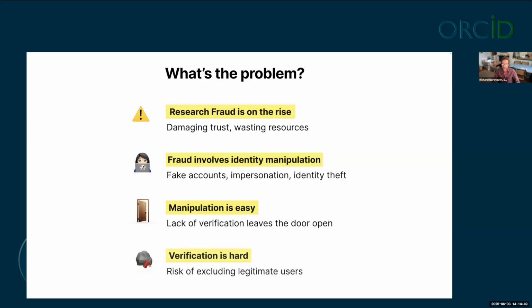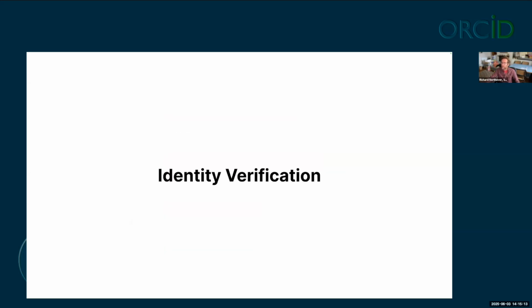And this is because verification is relatively hard. There is justified reluctance to put barriers in the way and to risk making life more difficult for legitimate researchers or excluding them completely. So that's the problem overall. But what is identity verification? What are we really talking about here?